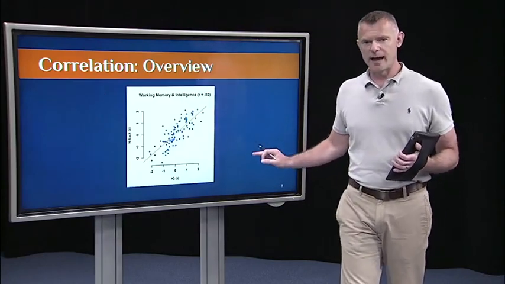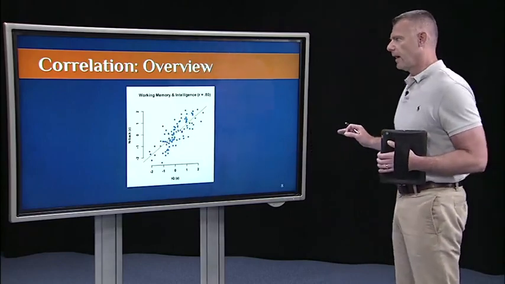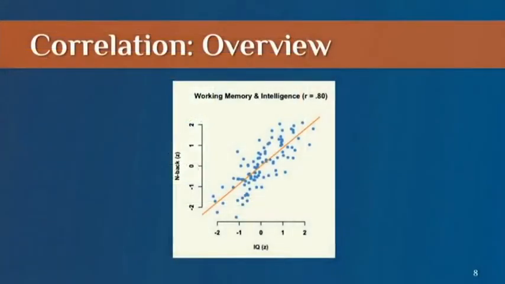So here's an example of a scatter plot illustrating that correlation. This is actually a really strong correlation. We exaggerated it just to make it clear that this is a very strong positive correlation. What we're looking at is a correlation between intelligence and working memory. On the x-axis, I have IQ scores, and you'll notice that they're standardized, right? They're standardized on that z-scale. And I know that because the mean is 0.